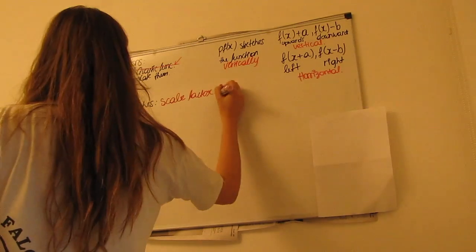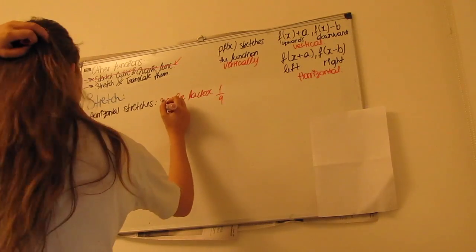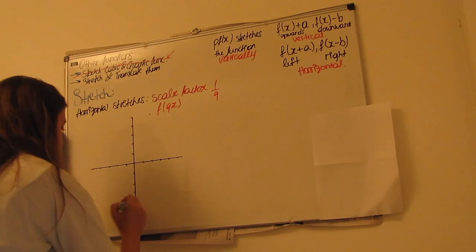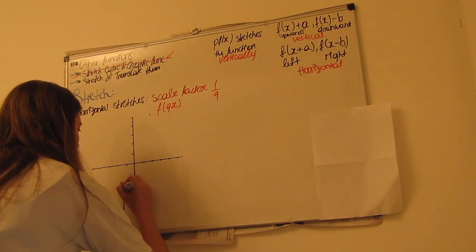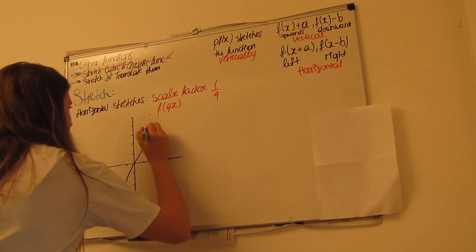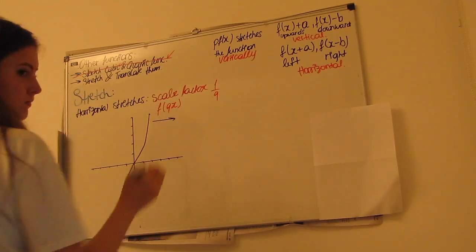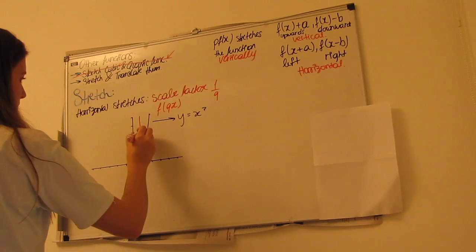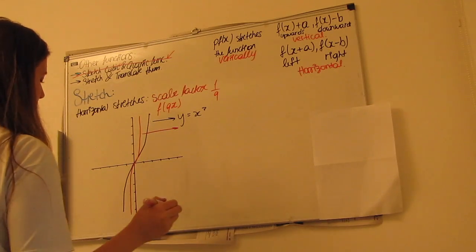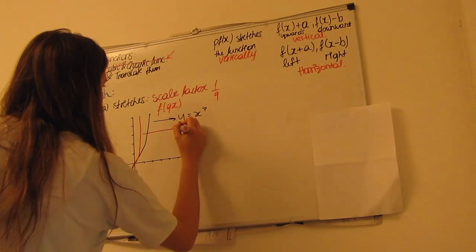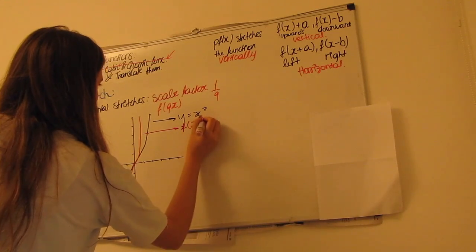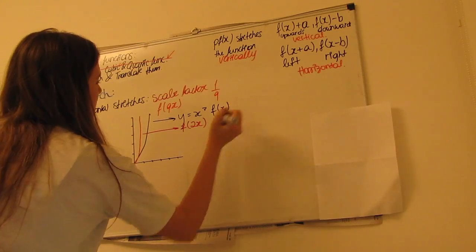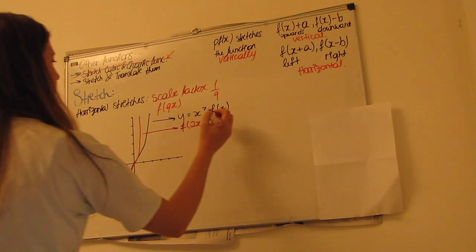Now let's talk about horizontal stretches. Horizontal stretches have a scale factor of 1 over q, which also can be seen as f of q x inside the brackets. So now I'm just drawing a simple graph of the function y equals x to the power of 3. The function in red is the function f of 2x inside the brackets. Notice how my function still passes through the origin. However, the function was compressed in a sense and became half of the size it was.